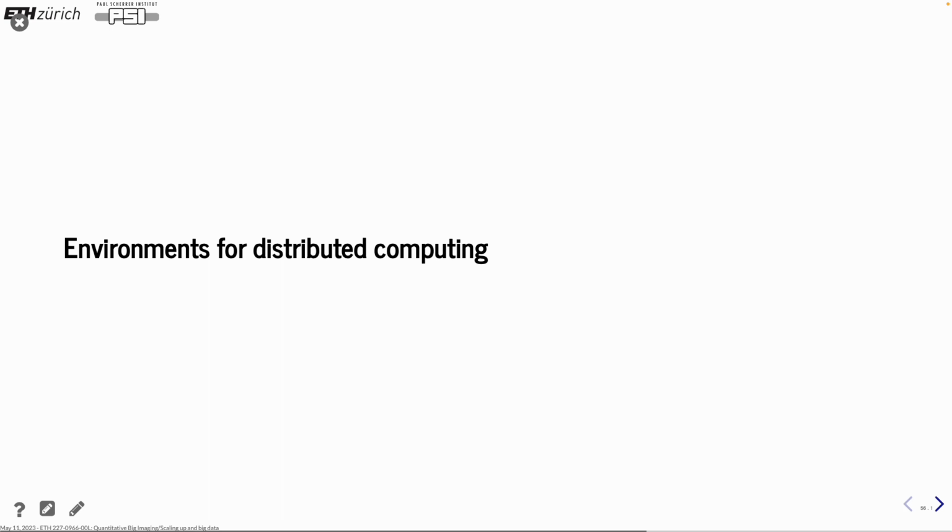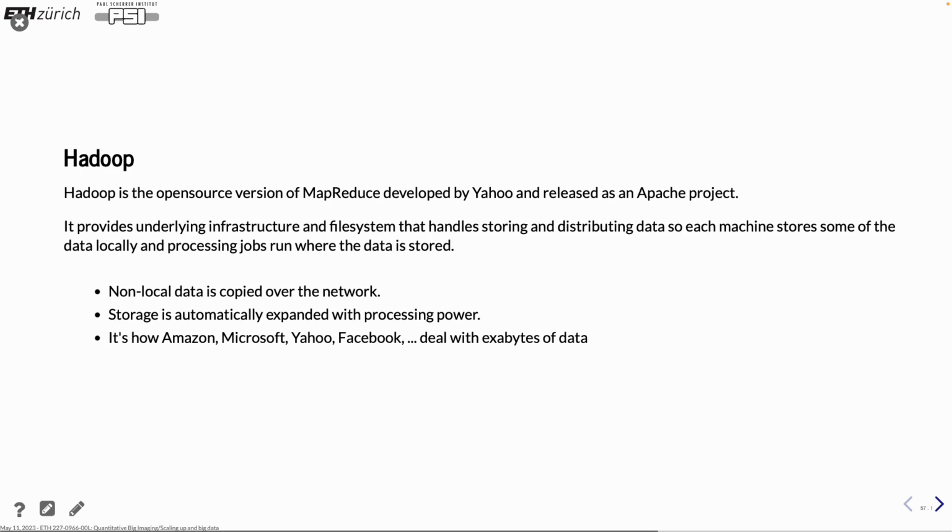Next step is when we have all these parallel ideas, we also need environments for distributed computing, and one is Hadoop, which is an open source version of MapReduce, and this is released as a part of the Apache project. And it allows you to have non-local data copied across the network, and then the storage is automatically expanded.